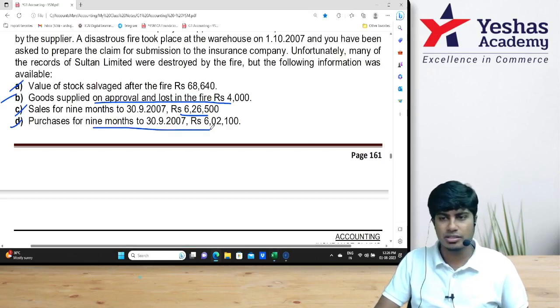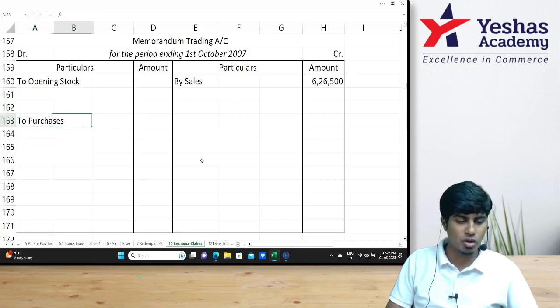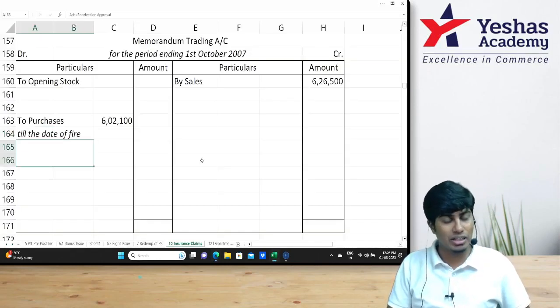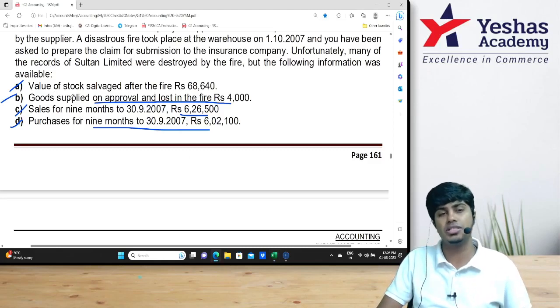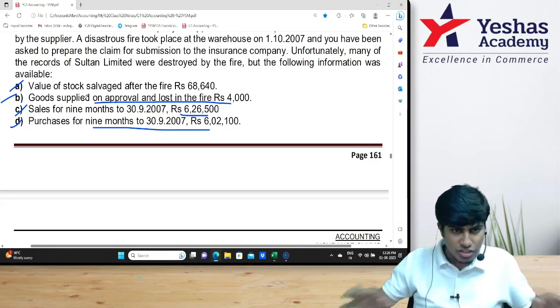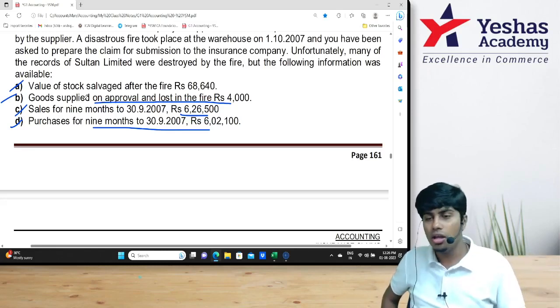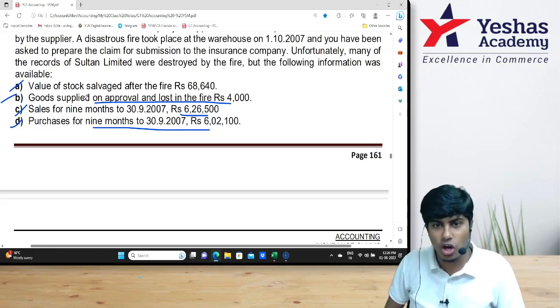Purchases for 9 months, 6,02,100. Little space for opening stock. Let us write purchases. How much? 6,02,100 till date of fire. Okay. Now the question is, does this purchase include the goods supplied on return or approval basis? If they have not included it, we should add it separately. The reason is this is not goods purchased, this is goods received, but it will still be included in our closing stock because this stock has burnt in our godown. We will get insurance claim for this stock also.